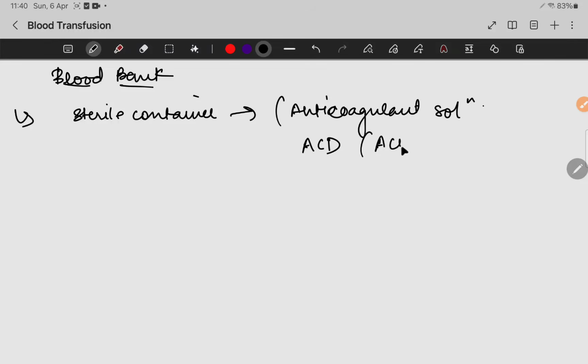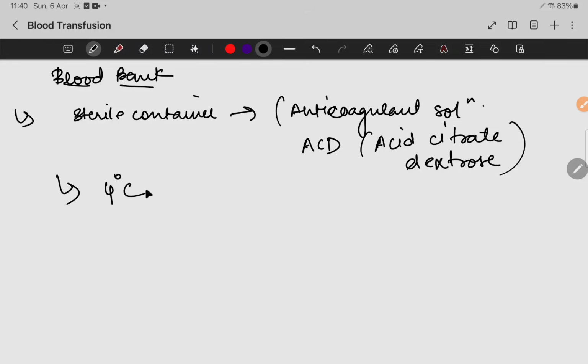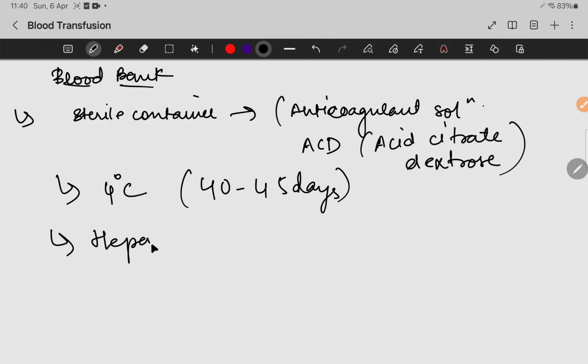ACD is what? Acid citrate dextrose. Blood is stored at 4 degrees Celsius for a maximum of 40 to 45 days. And heparin is used as a preservative. Bank blood should be used as soon as possible, because the longer it is stored, the fewer red blood cells survive to the usable form.